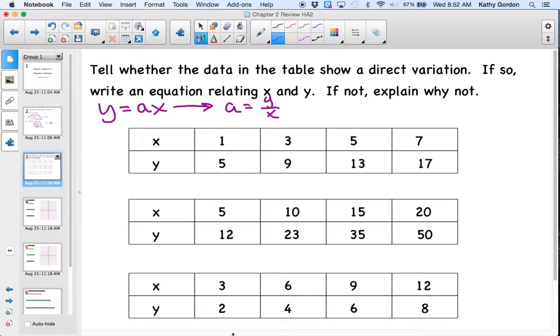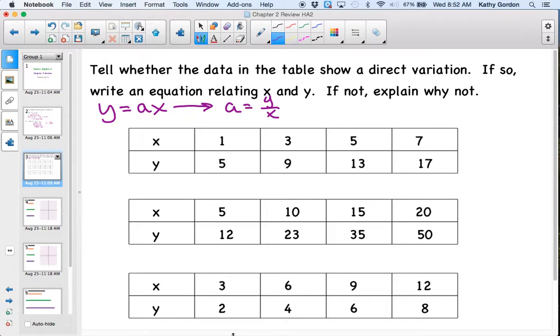You test each combination of x and y. You take y divided by x, and you see if you get a constant of variation, meaning it has to be the same thing every time. If you do get the same thing every time, then you do have a direct variation, and you should be able to figure out what your equation is, because you now know a. But if you're not getting the same thing every time, then you do not have a direct variation. You may still have a line, that's possible, but it's not necessarily a direct variation line.